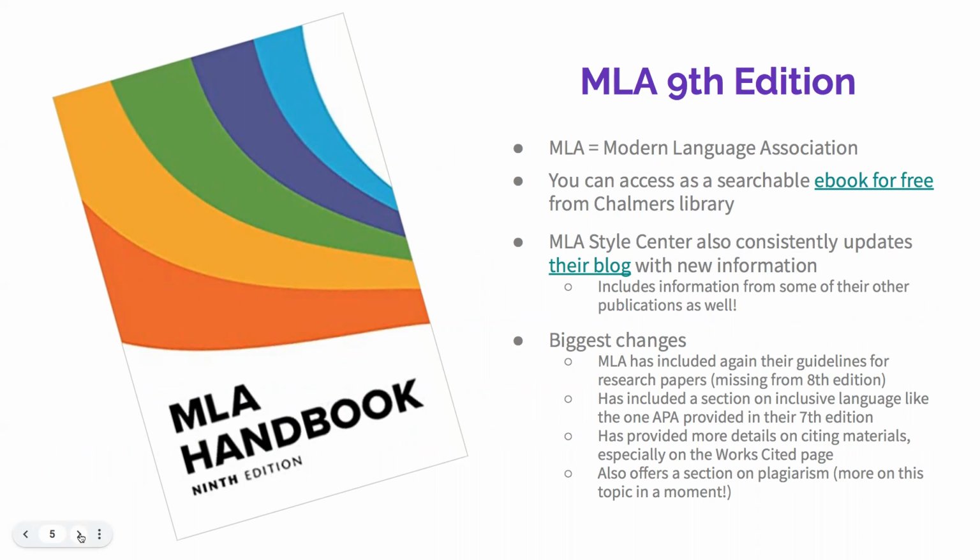The biggest changes to the 9th edition are, again, including guidelines for research papers, which was missing from the 8th edition, including a section on inclusive language like the one APA provided in their 7th edition, providing more details on citing materials, especially on the Works Cited page, and offering a section on plagiarism, which we just talked about.